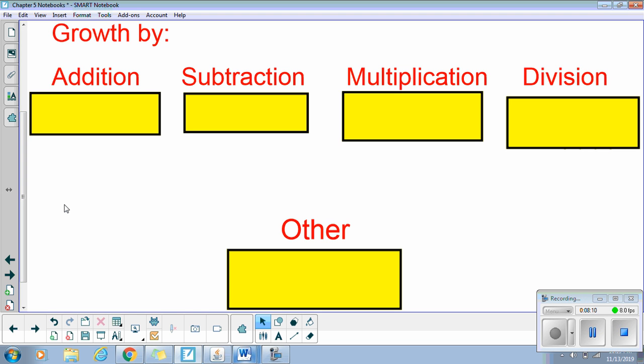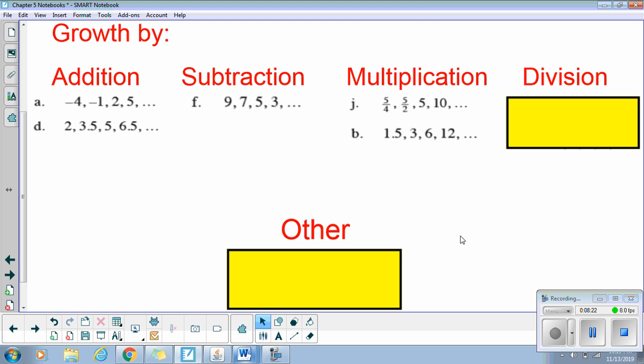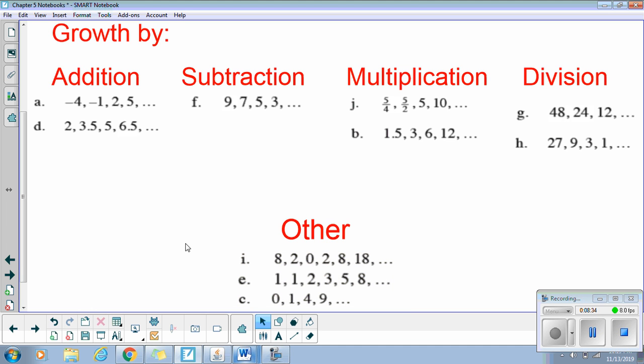Okay, so it's probably been about 3 minutes. You probably started your video again. This is my example sort. So for addition, I had sequences A and D. Subtraction, I had F. Multiplication, I had sequences J and B. For division, I had sequence G and sequence H. And then I had an other category for sequences I, E, and C.